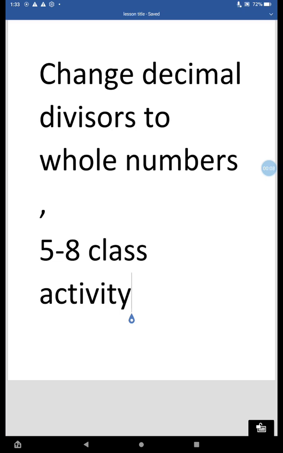It is the second week of February, and we're going to continue our study of our division unit. Flip to the first page in your packet that says Change Decimal Divisors to Whole Numbers. It says 5.8 Class Activity at the top.